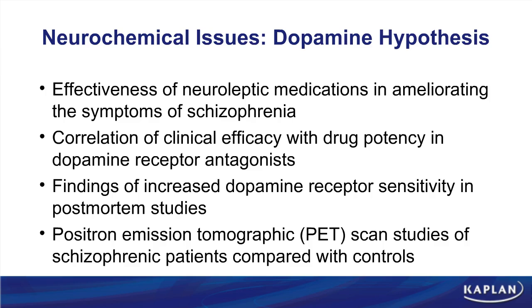Why did this theory come to be? Well, one of the reasons is that antipsychotic medications reduce the symptoms of schizophrenia. We know that antipsychotic medications block dopamine receptors, therefore reducing the amount of dopamine. We also know that there is a strong correlation of clinical efficacy with drug potency in these dopamine receptor antagonists. We also know that there have been findings of increased dopamine receptor sensitivity in postmortem studies of patients who have these disorders. And we've also seen this when doing PET scans of patients who have schizophrenia.